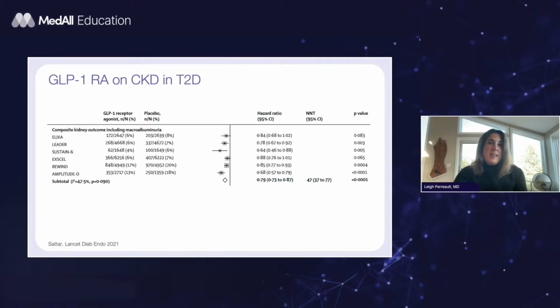GLP-1 receptor agonists have also undergone meta-analyses to look at their benefits on progression of chronic kidney disease and type 2 diabetes. Their effect size is maybe not quite as impressive as the SGLT2 inhibitors, but still clinically meaningful. And this has been a kind of a curious finding, and people have wondered how exactly GLP-1 receptor agonists exert their effect.